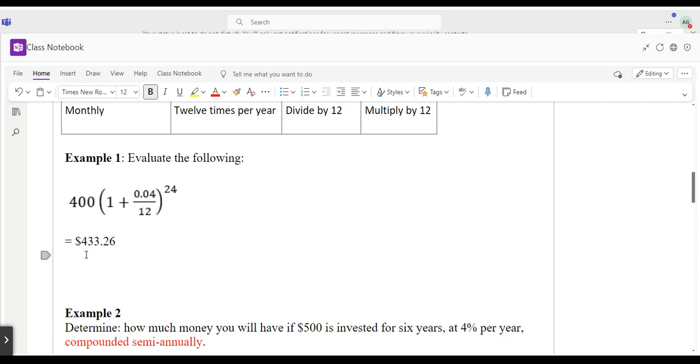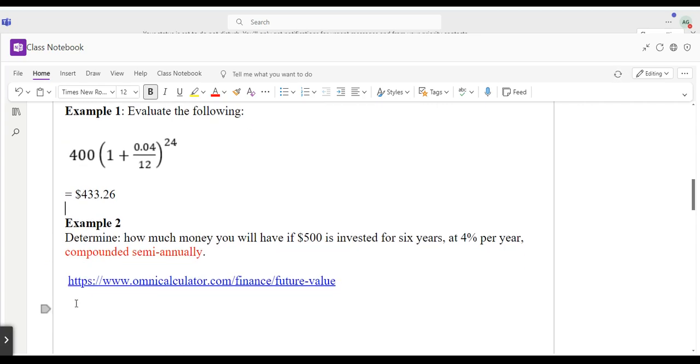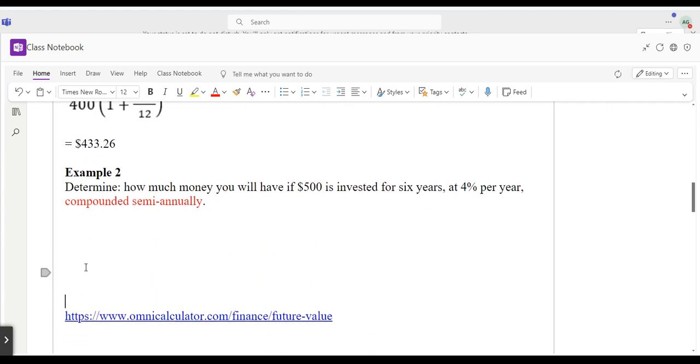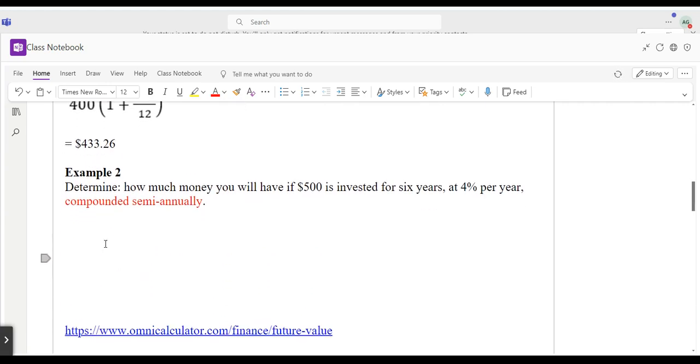So now let's have a look at some questions. Now I have a website link here, but we'll come back to that in a bit. So what do we do here? So we will determine how much money you will have if $500 is invested for 6 years at 4% per year compounded semi-annually.